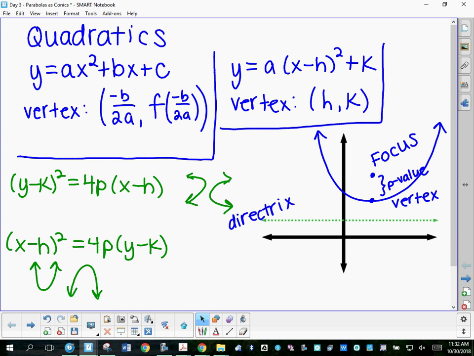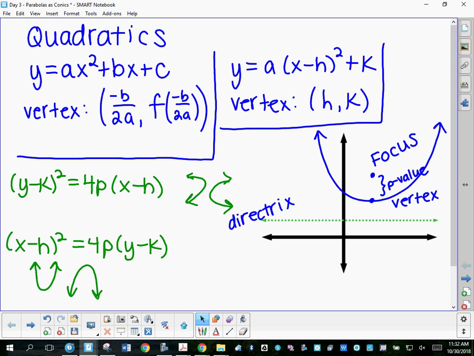We've gone over, if you've got some quadratic that's in ax squared plus bx plus c, that's your general form. You get your vertex or turning point by doing negative b over 2a, and then plugging that in to get the y value. This is just on one of those tabs on your foldable.